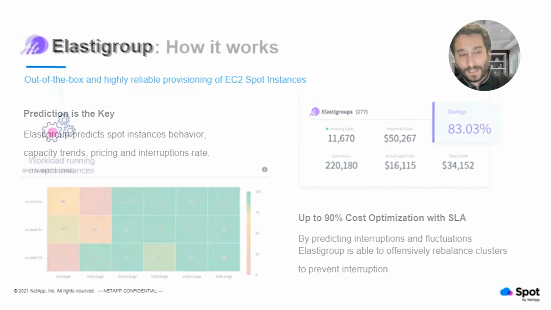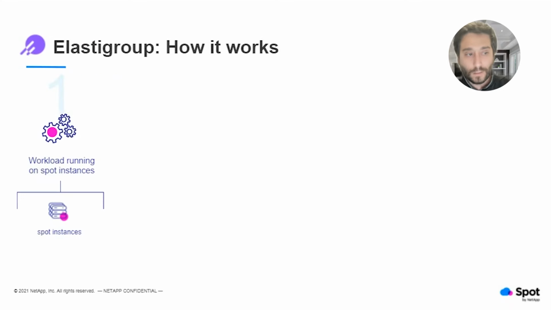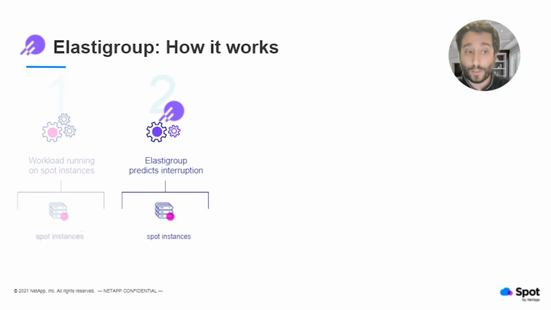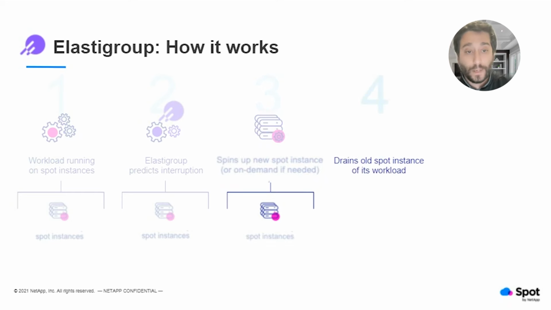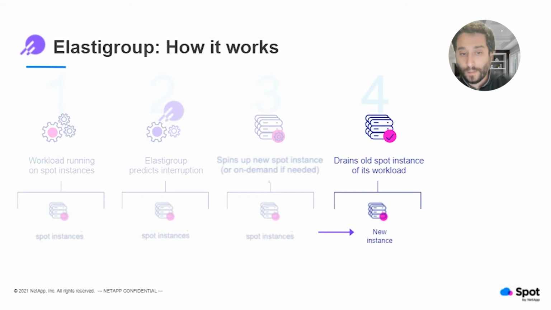So let's have a simple visualization around that. Let's say you are running your workloads on Elastigroup on Spot instances, but then Elastigroup predicts an interruption. What will happen is that it will launch a new instance, whether it will be a new Spot instance, or, if there are no available markets at all, an on-demand instance to maintain your required capacity. And then, once the new instance is healthy, it will drain the old Spot instance of its workloads. The old instance will get interrupted, the new instance is healthy and serving the requests, and then we are good to go.